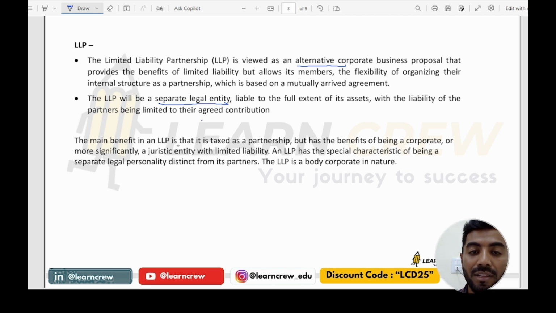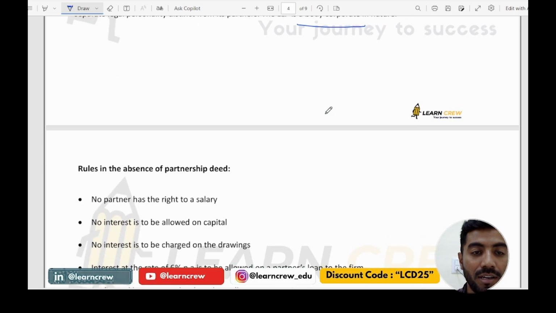The main benefit of an LLP is that it is taxed as a partnership. The taxation part is the same as a partnership, but you get the benefits of being a corporate, a juristic entity with limited liability. An LLP has the special characteristic of being a separate legal personality distinct from its partners. The LLP is a body corporate in nature. Okay, just for understanding.